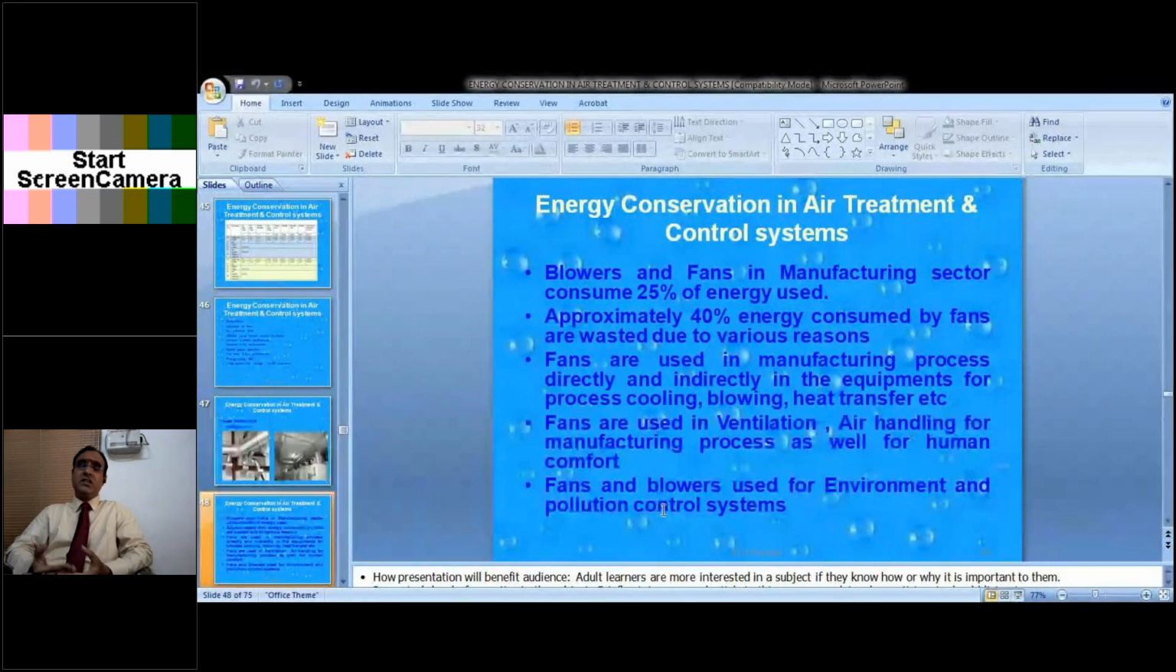In the air conditioning system, in air handling, centrifugal fans as well as axial flow fans are used. Fans and blowers are also used for environmental pollution control. You have pollution control scrubbers where you use the fan before the scrubber or after the scrubber. So a lot of applications are there.